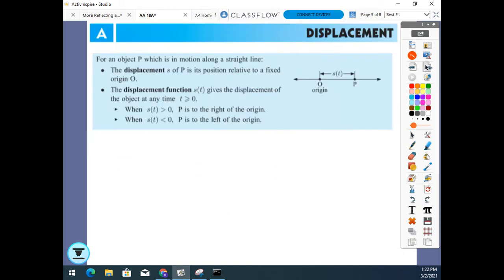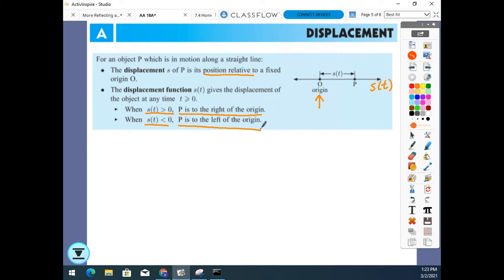Okay, so the very first thing we're going to talk about: a lot of times we'll talk about particle motion with regard to the origin, and this is the particle movement. This is going to be your position graph. Notice the S of t here. So displacement is its position relative to the origin. If position is positive, that means P is to the right of the origin. If position is negative, it is to the left of the origin.